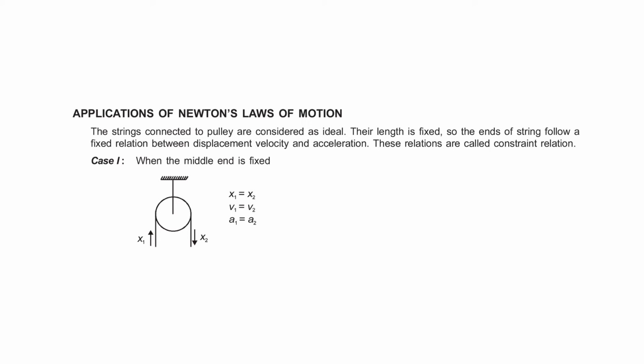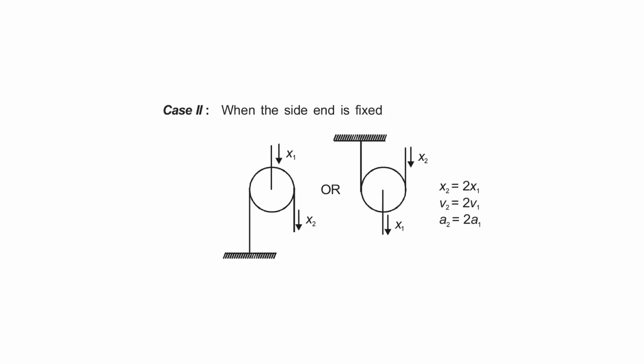Let us talk about case 1 first. Please refer to the image on the screen for case 1. In case 1, when the middle end is fixed, x1 is equal to x2, v1 is equal to v2 and a1 is equal to a2. For the second case, case number 2, please refer to the image on the screen. When the side end is fixed, x2 is equal to 2x1, v2 is equal to 2v1 and a2 is equal to 2a1.